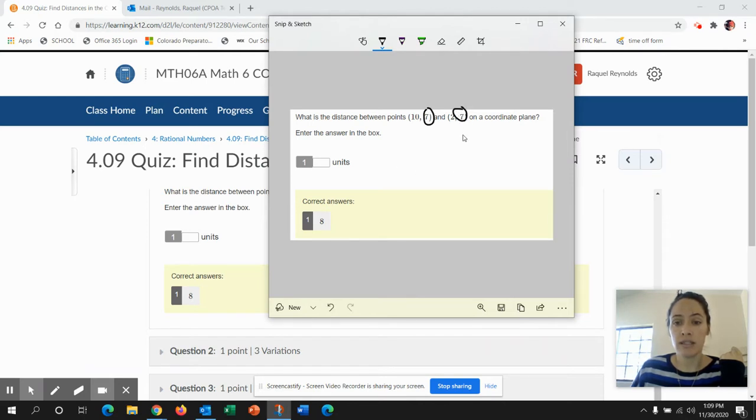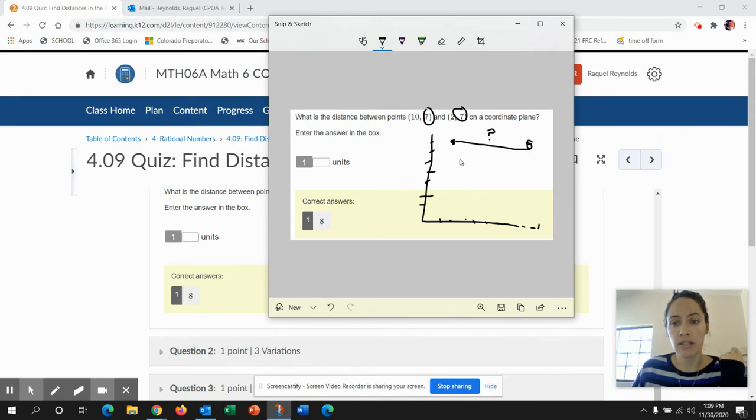So this means that this dot here's 1, 2, 3, 4, 5, 6, 7. One is at (2, 7). And the other one is at (10, 7), 3, 4, 5, 6, 7, 8, 9, 10 over here. So it is a horizontal line, and we want to know the distance.